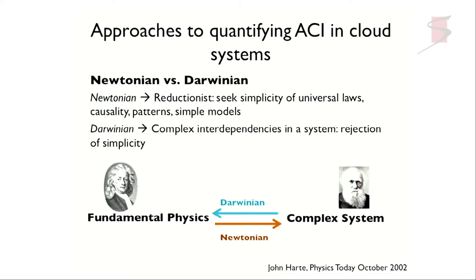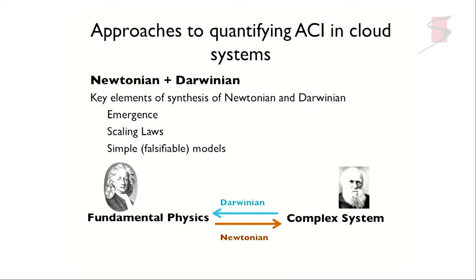The Darwinian approach, on the other hand, deals, of course, with very complex systems like our own, and it tends to focus on these complex interdependencies in the system. It tends to reject simplicity. Of course, we can't box individuals into these different categories, but I'd like to bring into the discussion this tension between the Newtonian and the Darwinian. Frequently, depending on our backgrounds, we tend to fit more or less into one of these categories. If we think about merging the Newtonian and the Darwinian, which is essentially John Hart's call, we need to think about emergence. We need to think about scaling laws, and we need to think about simple models, models that we can falsify.